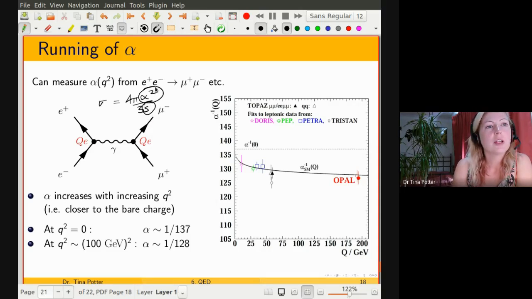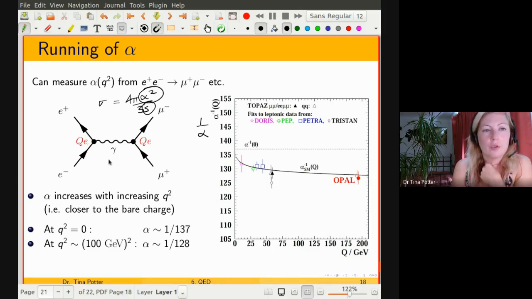So let's have a look and try and extract alpha from our cross section measurements for differing center of mass energies. What we have plotted here is 1 over alpha, so be careful here. We expect alpha, the strength of the interaction, to increase as we get to higher energies. We're getting past that cloud, and the electron should appear to have a larger charge, i.e. a larger coupling with the photon. So if we're expecting alpha to increase with large energies, we expect 1 over alpha to decrease at higher energies. And this is exactly what we see.